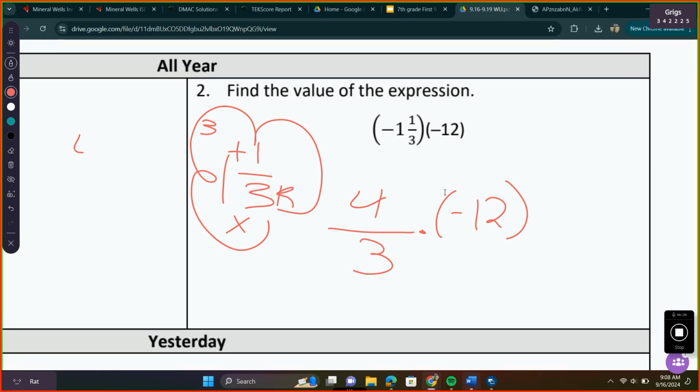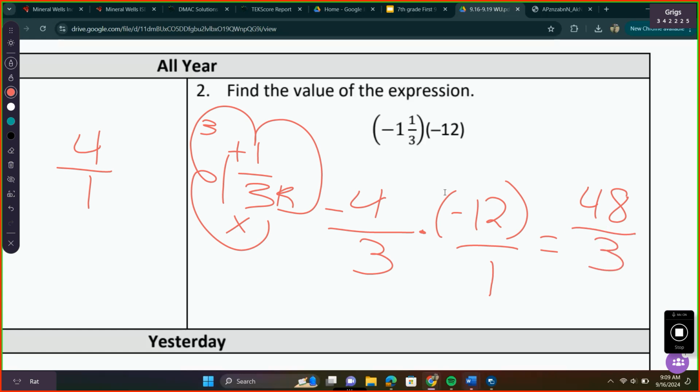If you're going to take any number and make it into a fraction, all you have to do is put it over 1. So what am I going to put -12 over? 1, right? This is a negative over here. Now how do you multiply fractions? Top to top, bottom to bottom. What's 4 times 12? 48. Thank you, Xander. Jude, what's 3 times 1? Okay. 3.